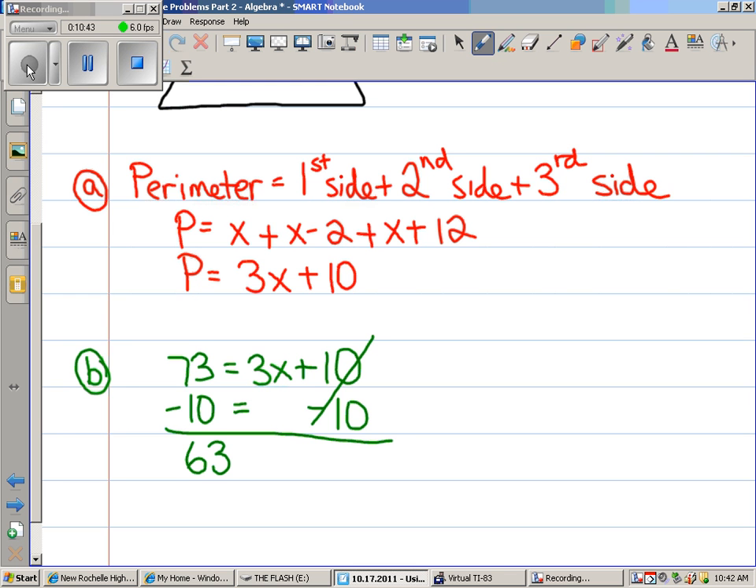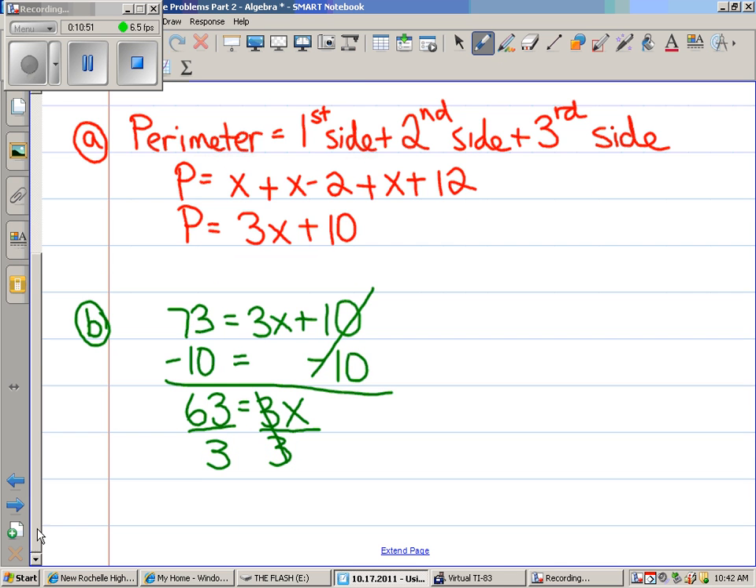We get 63 equals 3x. How do we get x by itself? Yep. Divide by 3. X equals 21. That's our answer, right? Why not?